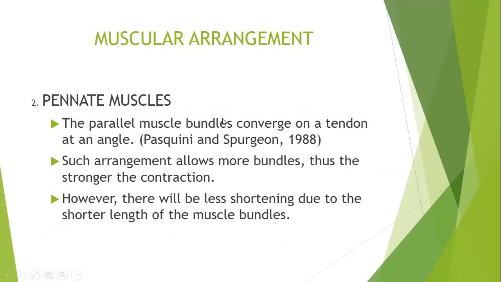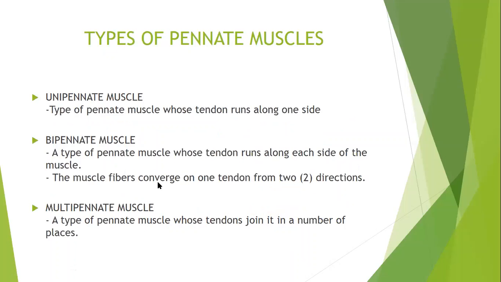Then we go to the pennate muscles. These are parallel muscle bundles that converge on a tendon at an angle. Such arrangement will allow more bundles, thus stronger contraction. However, there will be less shortening due to the shorter length of the muscle bundles. So we have different types of pennate muscles. You have the unipennate, bipennate, and the multipennate muscle.